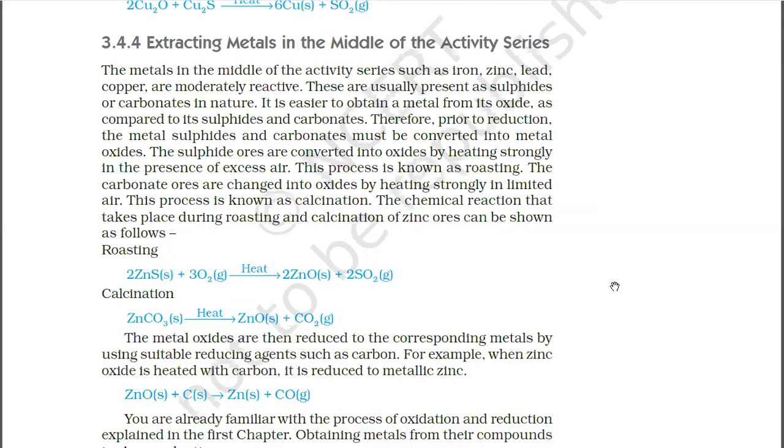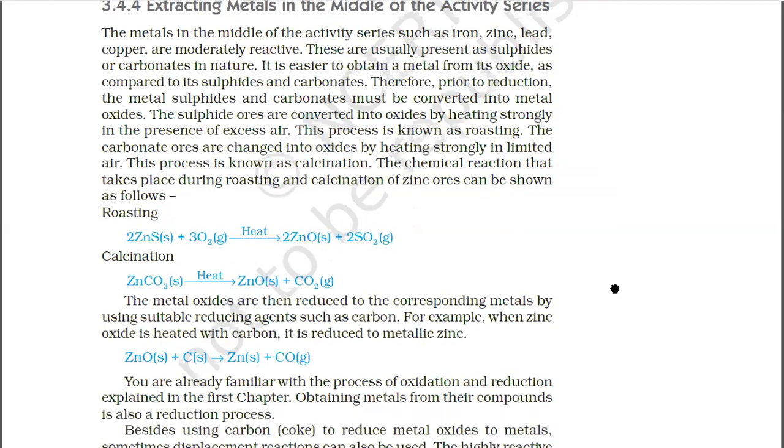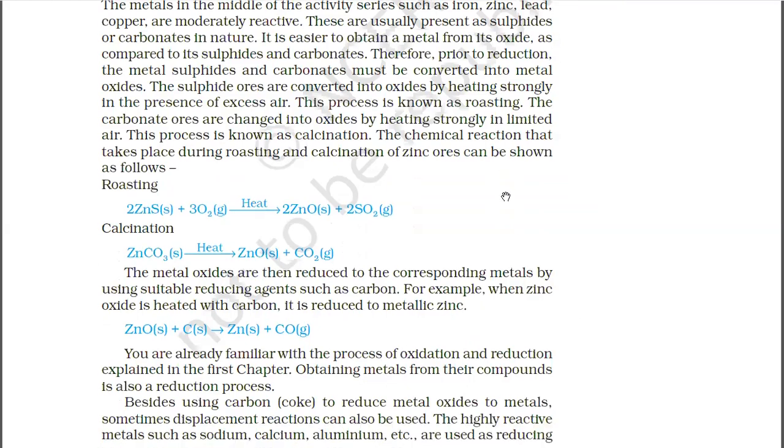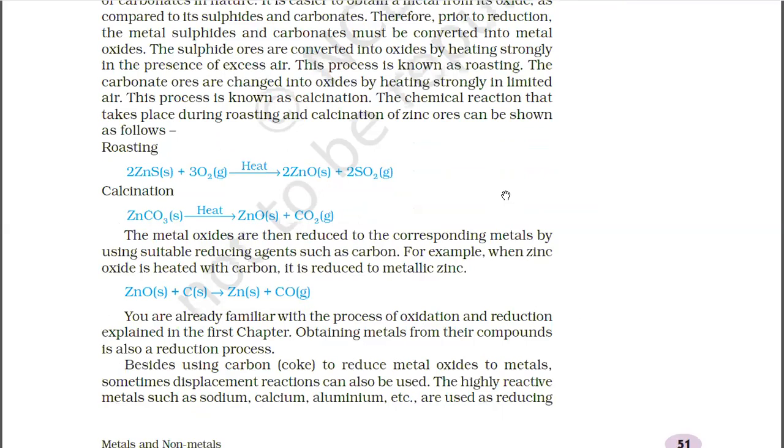The carbonate ores are changed into oxides by heating strongly in limited air. This process is known as calcination. The chemical reaction that takes place during roasting and calcination of zinc ores can be shown as follows. Roasting: 2ZnS + 3O2 on heating gives 2ZnO + 2SO2. Calcination: ZnCO3 on heating gives ZnO + CO2.